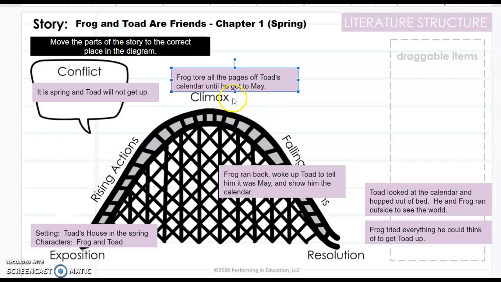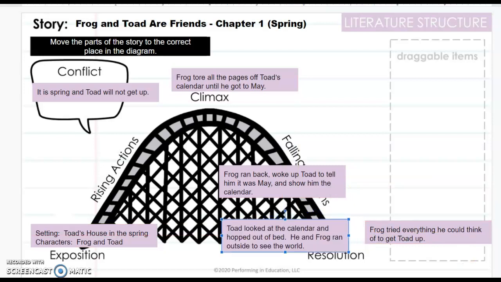Once he discovered it was May, he could go wake Toad up again. So my rising action and my resolution is all that's left. Resolution is when the problem is solved and how the story ends. Rising action are events that happen in the beginning. "Toad looked at the calendar and hopped out of bed. He and Frog ran outside to see the world." Well, that's definitely how the story ends. So I'm going to put that over here on resolution.